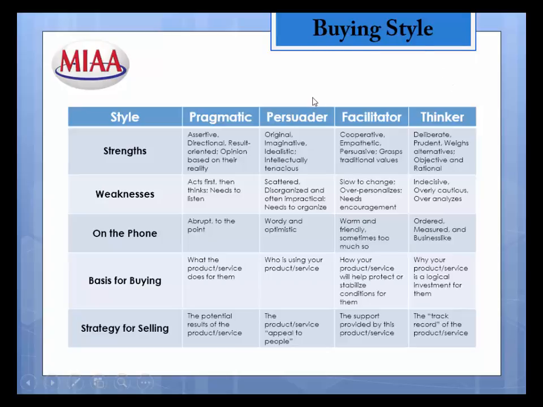Let's take a look at the middle 2 here, the persuader and the facilitator. A persuader, I've got to think of a more current example, but a persuader would be like Richard Simmons, somebody that's very flashy and excitable. They want to be part of the team. They want to impress you. They want to be impressed. Make sure you have a nice proposal. They want something that gives them wow factor when they see it. They're very wordy and optimistic. They're thinking the glass is half full. They want to make this happen. They're big picture, big thinkers.